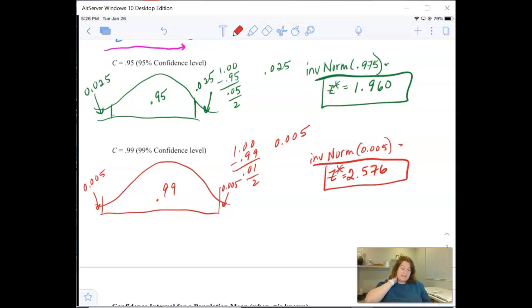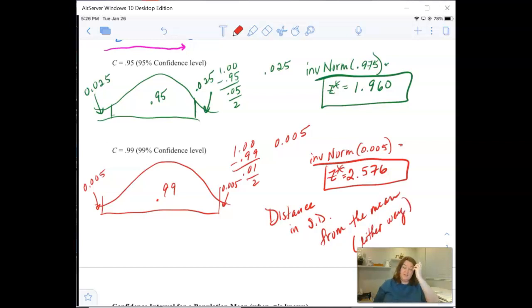Cool. So those are basically our distance in standard deviations from the mean. And that means either way, left or right, positive or negative. So the star is just another way to say distance, or only the positive version.